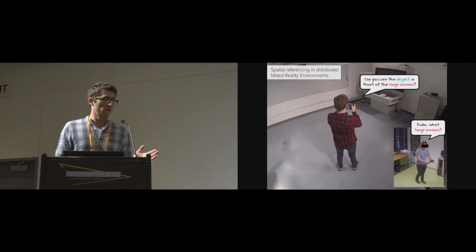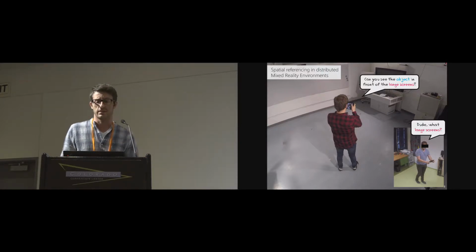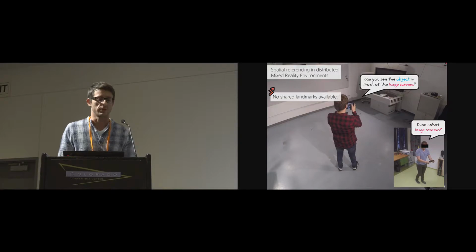So, back to distributed mixed realities. Considering spatial referencing in such environments, we may run into problems. In the given example, one of the collaborators refers to a physical landmark object that is not, or not necessarily, present in the other collaborator's physical context or environment. So what happens is that spatial referencing doesn't work, because no shared landmarks are available.